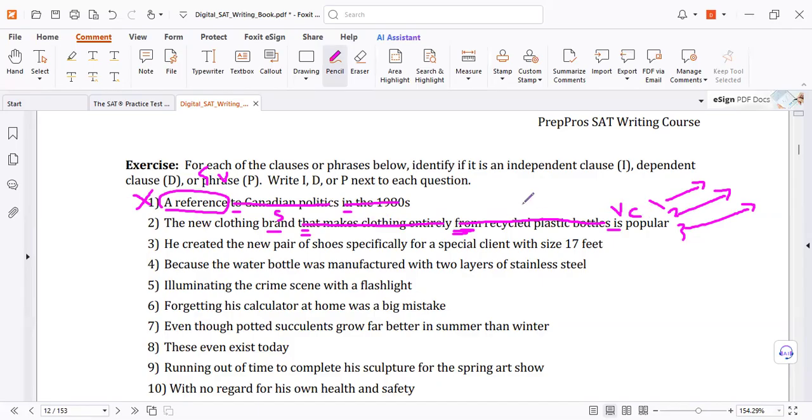Remember, we revise it quickly. So the subject and the verb. The subject is singular, the verb is singular. Everything is clear. This is why it's a complete sentence.